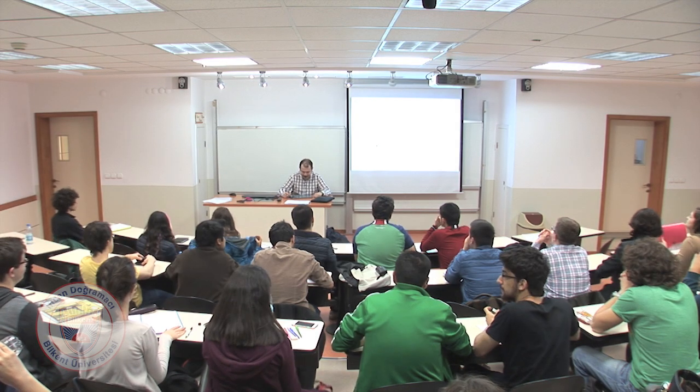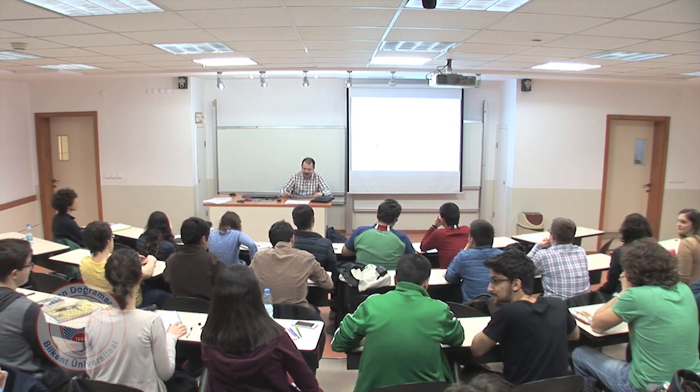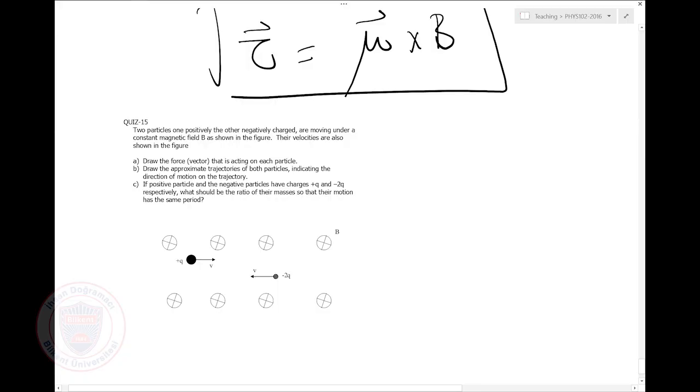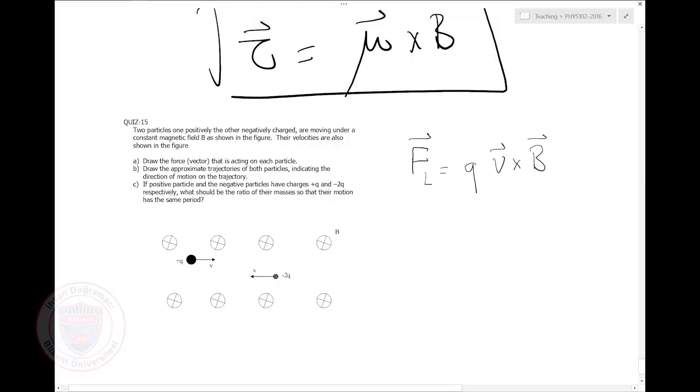Let's start the lecture by solving this nice and simple quiz. So, what do I need to calculate? I need to calculate, as the first thing, the force vector acting on each particle. What was our Lorentz force? F was Q V cross B. Now, I have two particles here, plus Q and minus 2Q, right?